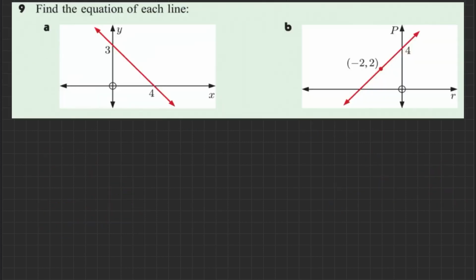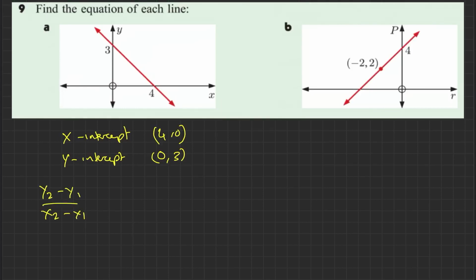Question 9. Find the equation of each line. Okay, so we have the x and the y-intercept. For line A, we know that the x-intercept is at 4, 0, and that the y-intercept is at 0, 3. We can use this information to find the equation. So I would substitute 3 minus 0 divided by 0 minus 4, which will give me a gradient of 3 over -4. That's the gradient.